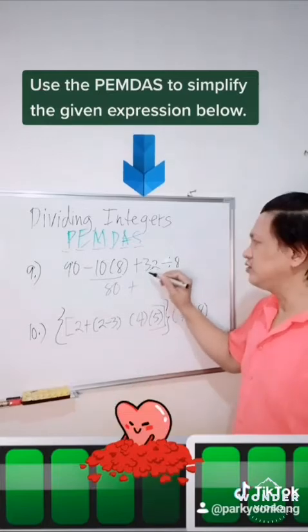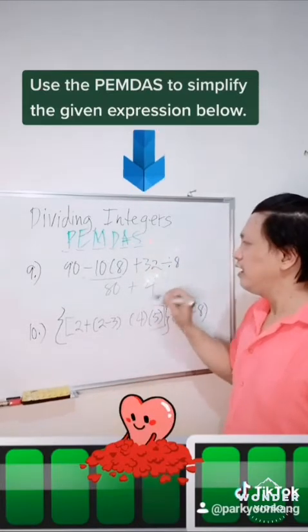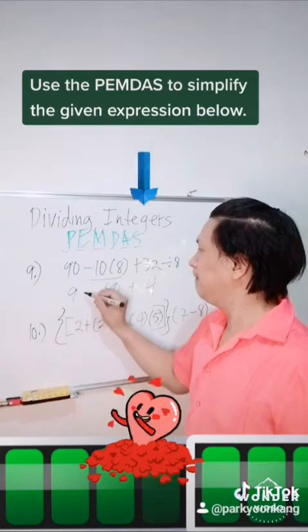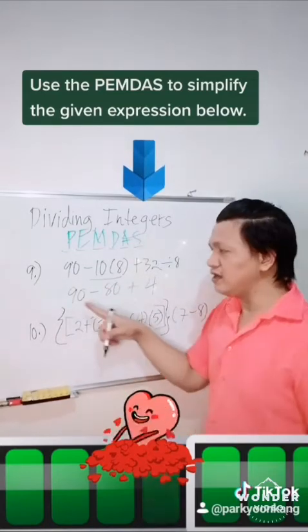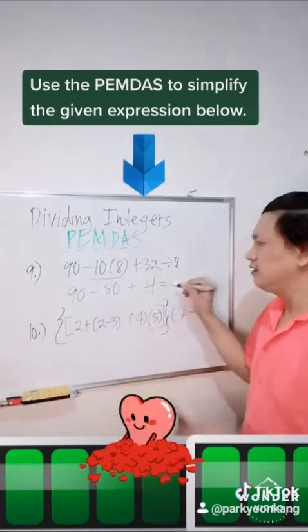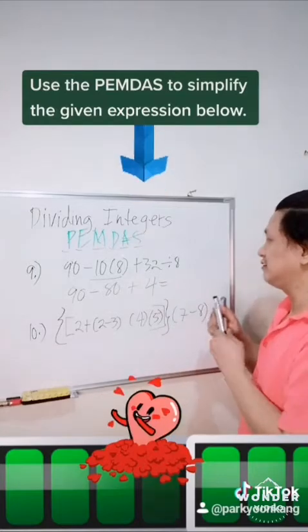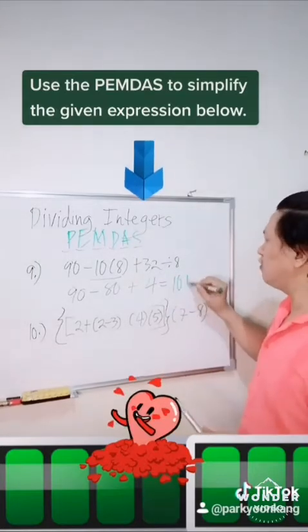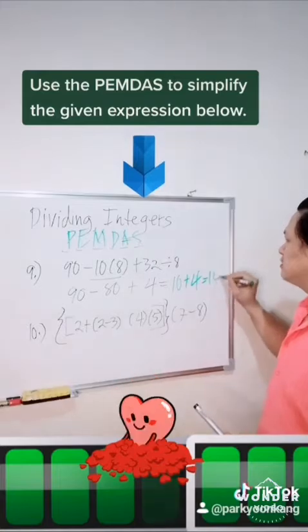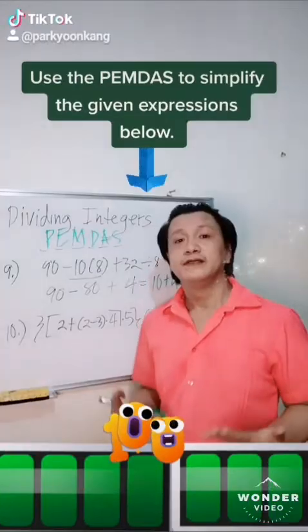Therefore, you're going to simplify this. 32 divided by 8 is simply 4. And then, just bring down 90 minus 80. And 90 minus 80 is simply 10. And then, bring down mo yung 4. Therefore, the answer is 14.